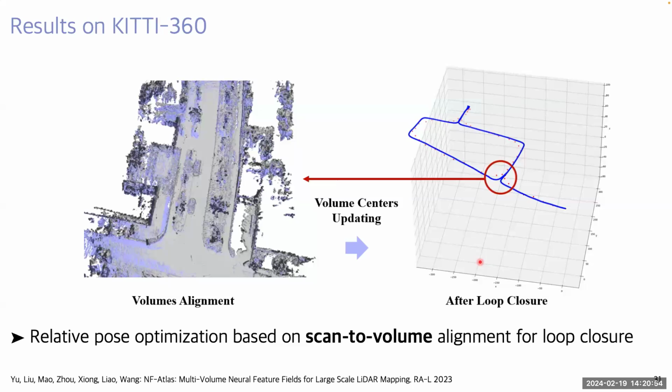If we detect that there should be a loop, then based on the current LiDAR scan, you should fit to the reconstructed feature volume, and we fix the reconstructed feature volume and optimize the pose to let them fit. And in that case, you can get good loop closure performance.